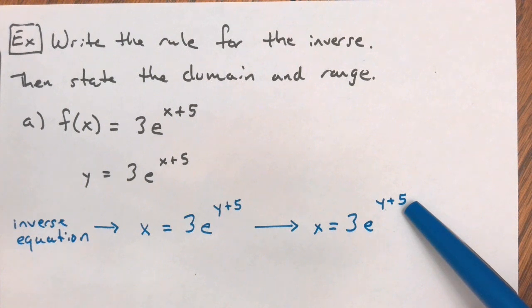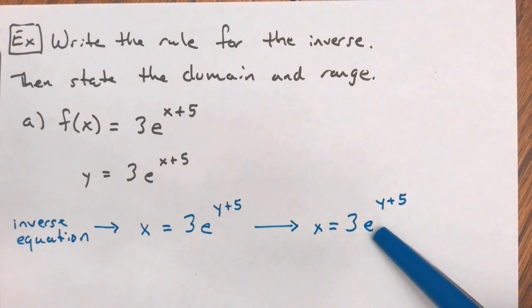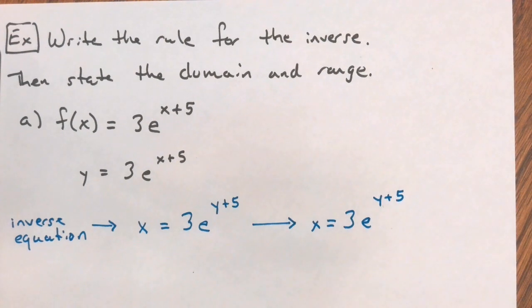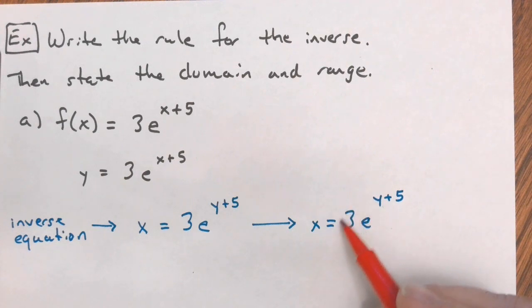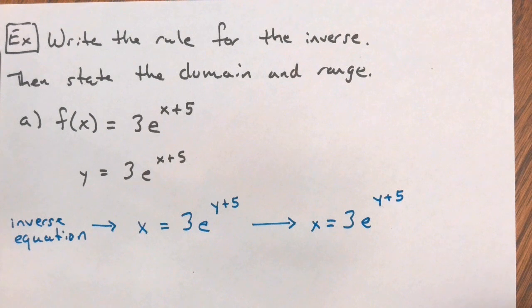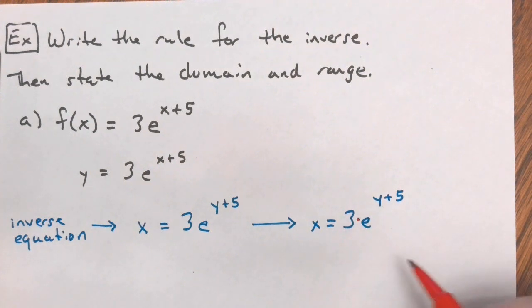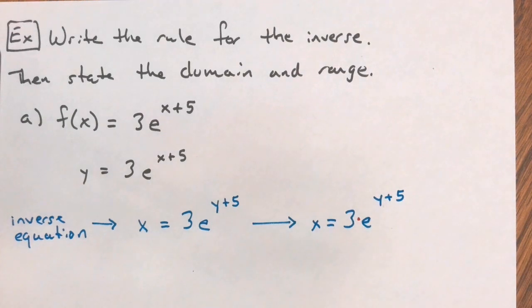The exponent here is y plus 5. The base is always directly below and to the left, which in this problem is an e. The 3 that is here is not part of the base. It would have to be in parentheses with the e in order for the 3 to be part of the base. So we have 3 times e raised to the y plus 5 power. The base is the e.